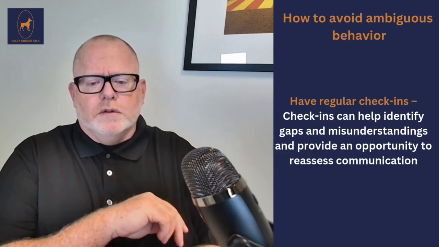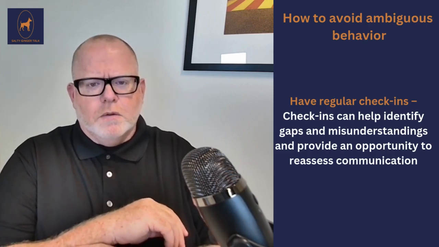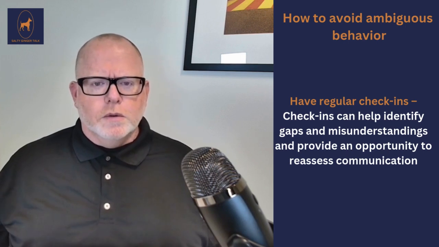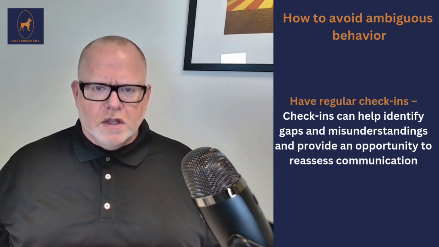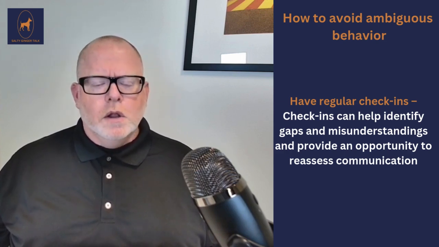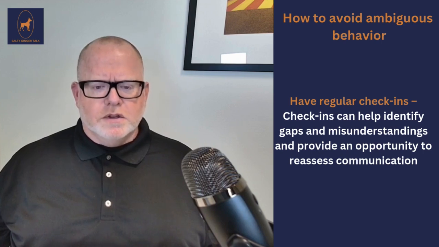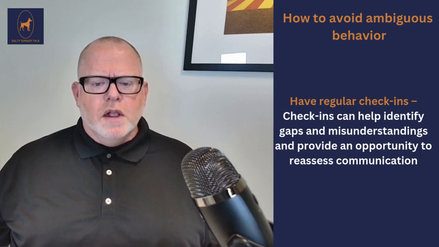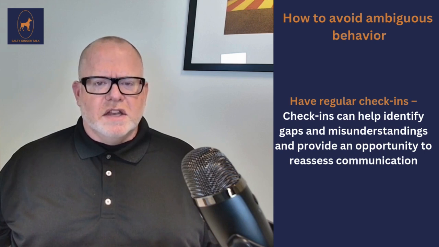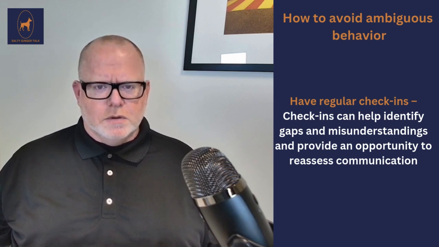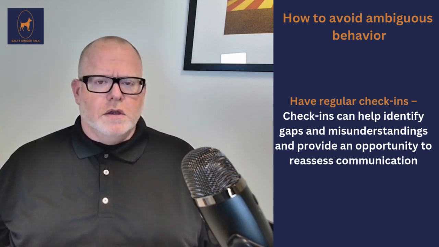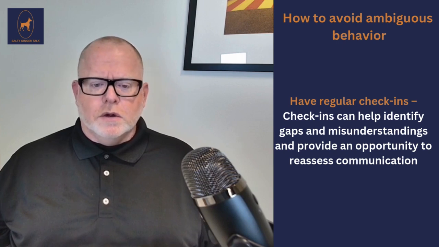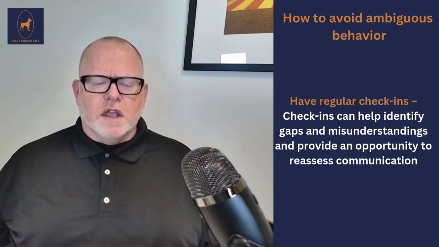Next, have regular check-ins. Regularly communicate with people that are important for you to be on the same page with. Whether that's your spouse, whether it's your kids, whether it's your coworkers, doesn't matter. Have regularly scheduled check-ins with those folks. It helps identify gaps and misunderstandings. It gives people a chance to ask clarifying questions. You can reassess how things are going. You can reassess how you're communicating with each other. Regular check-ins are a great thing to avoid ambiguous behavior.